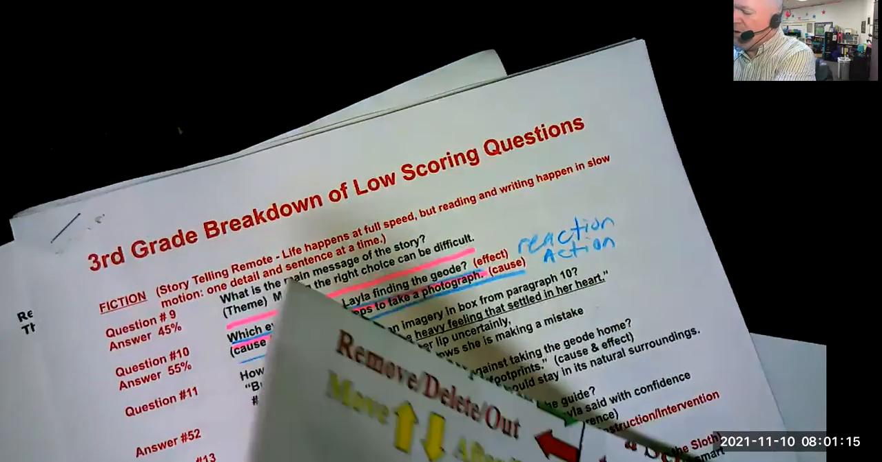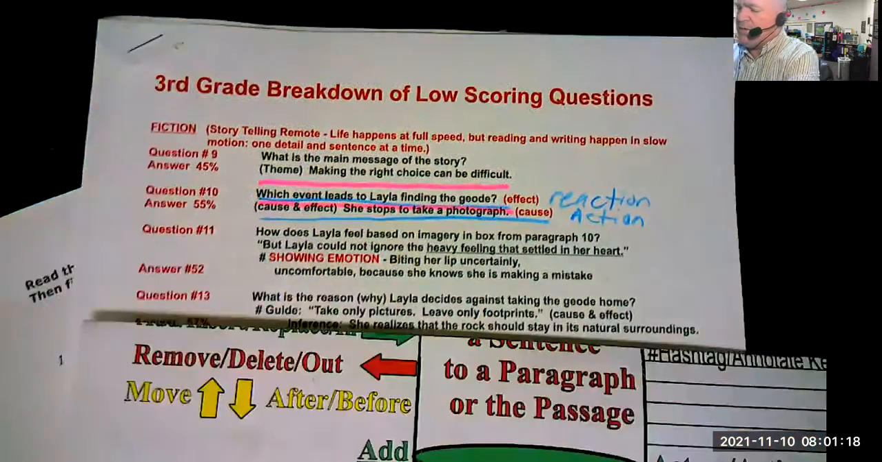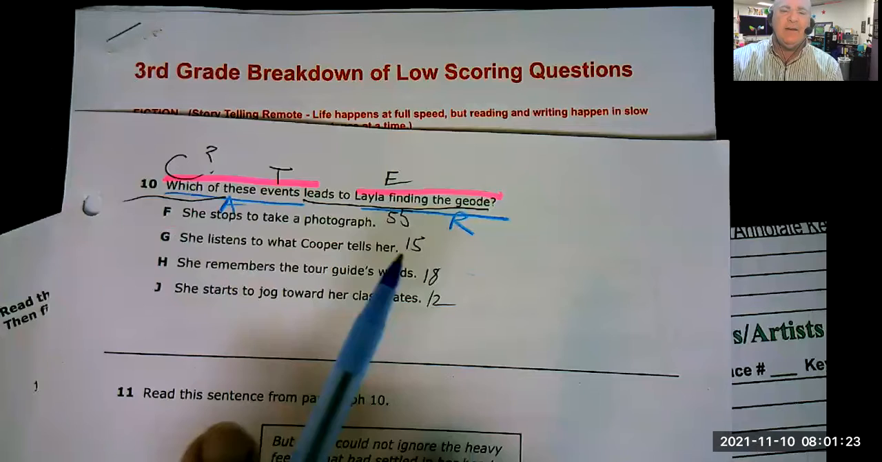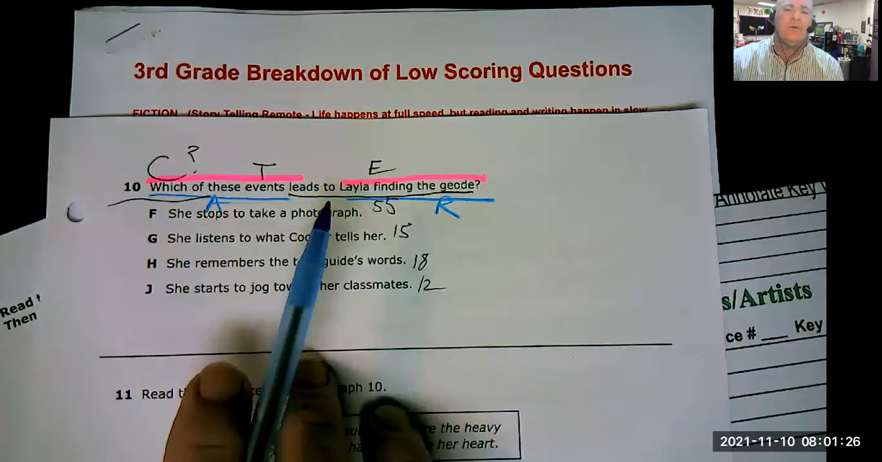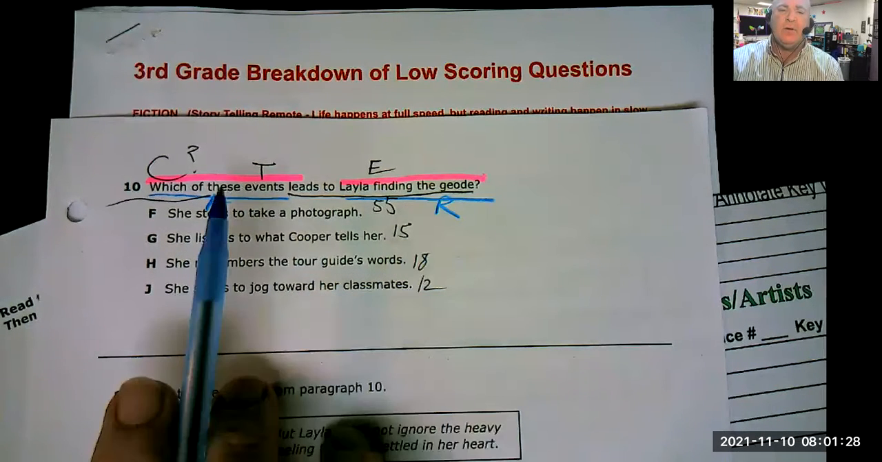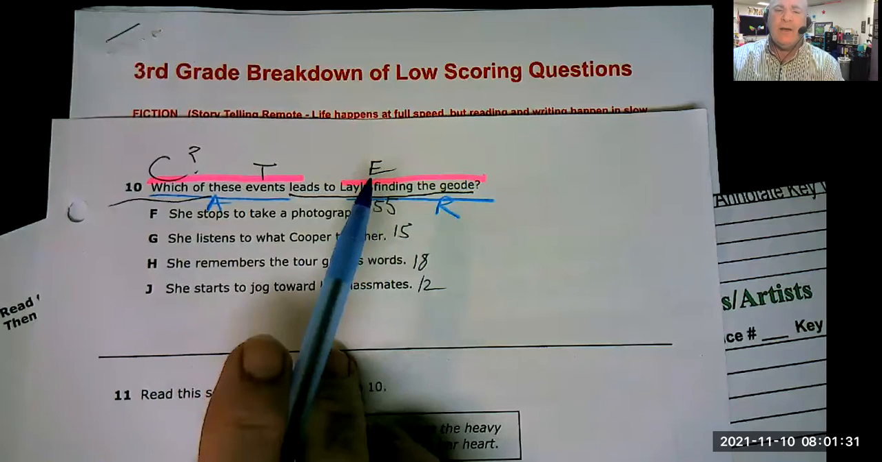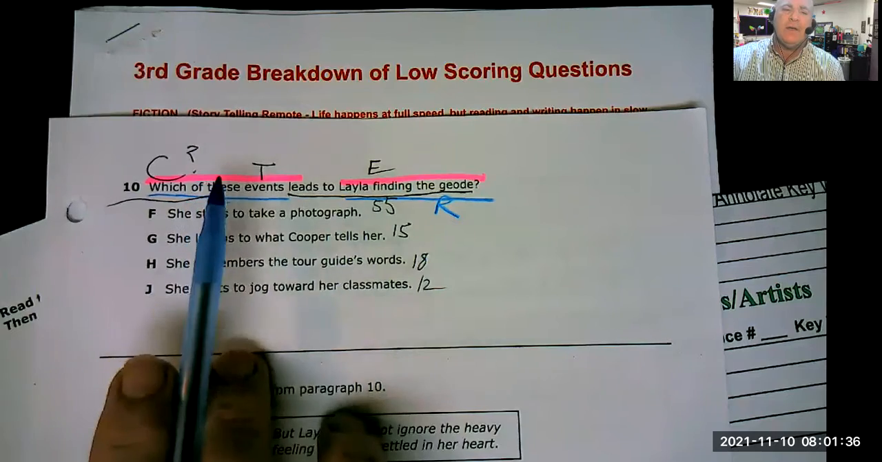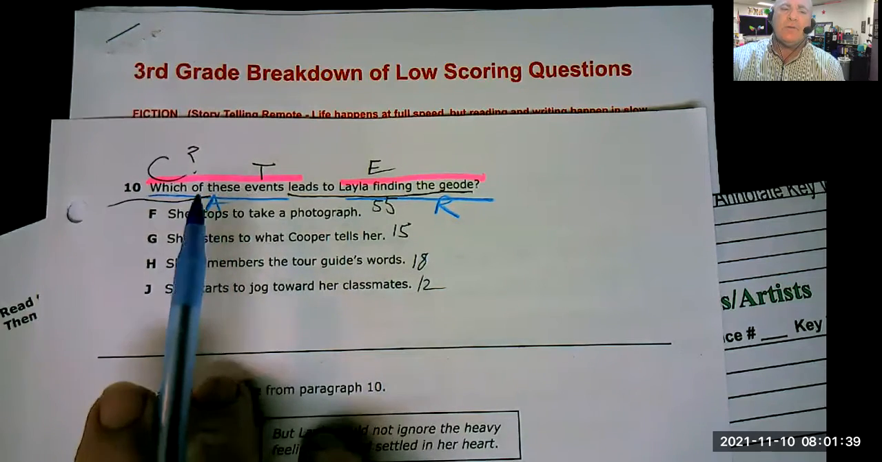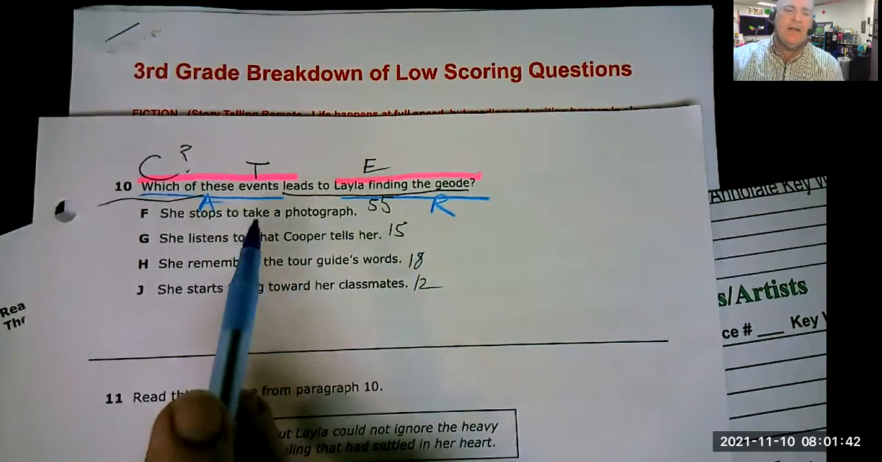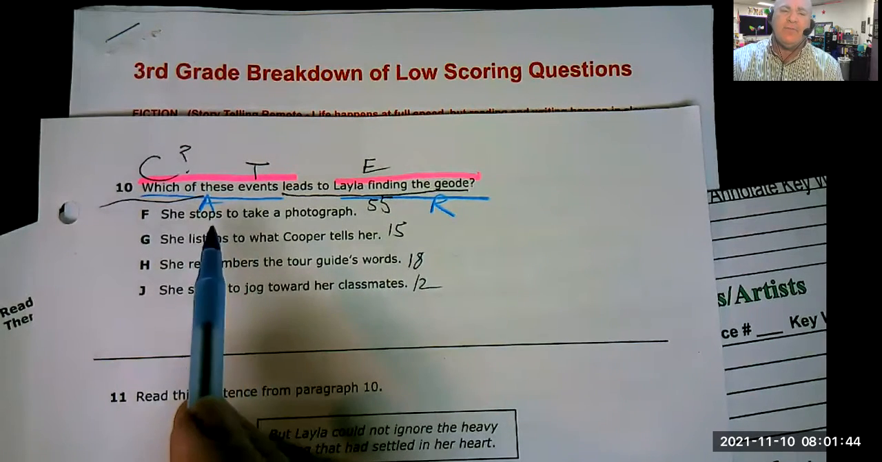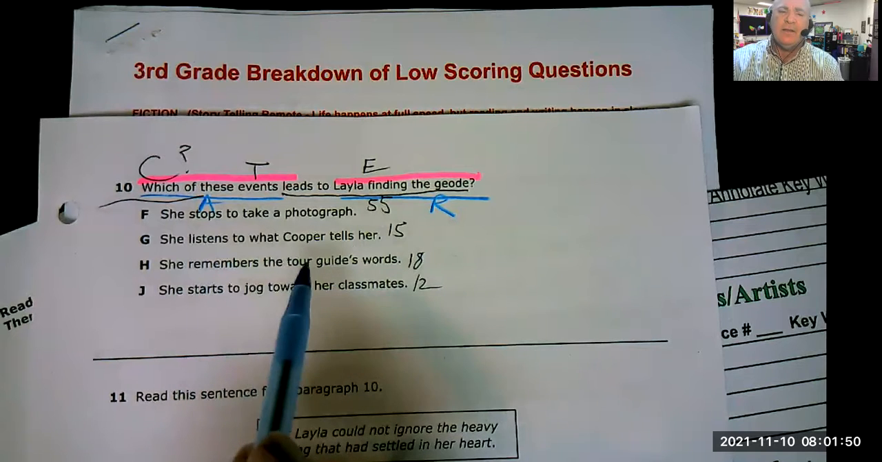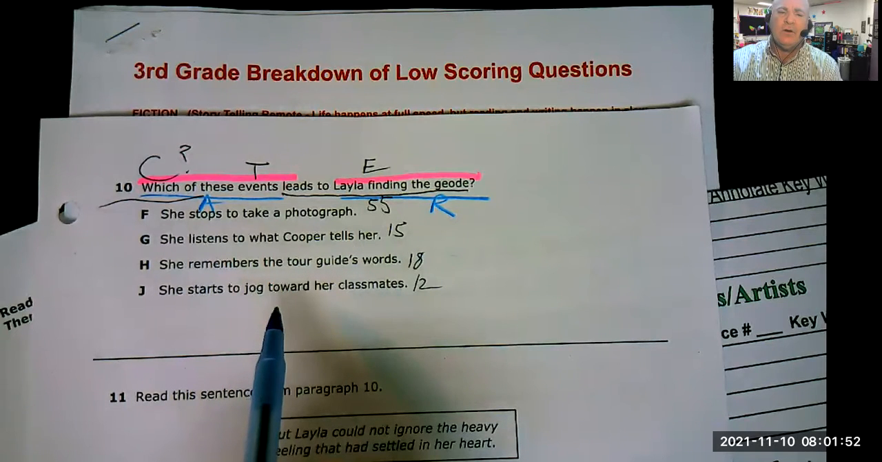All right, so let's take a look. And if you have a lot of kids that waste their time, and I want to just show it to you, there it is right there. Which of these events leads to Layla finding the geode? So there's the finding the geode, the effect that we'll call red, finding the geode, the reaction that we'll call blue. And so we just need to transition backwards and say, okay, what was the action blue or what was the cause red? And the answer was that she stops to take a photograph, 55%, but apparently there were enough distractions that lead us on the wrong way.